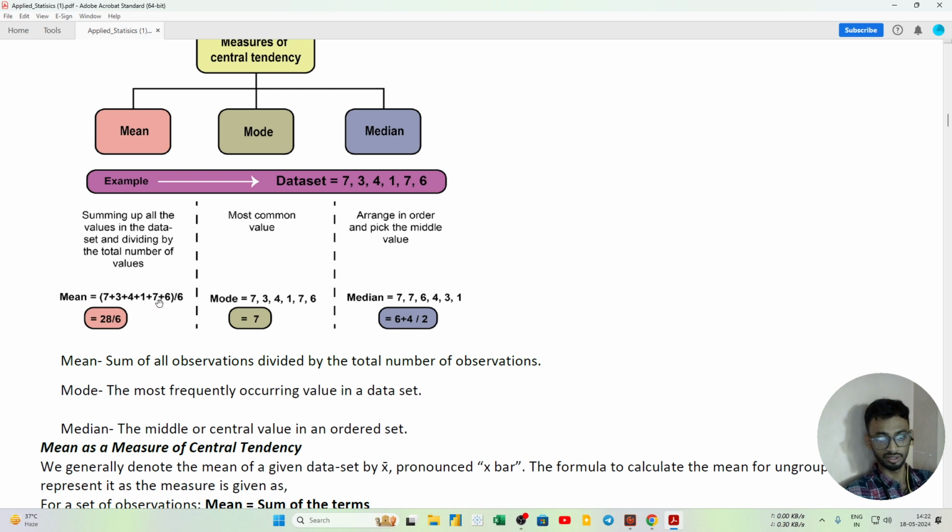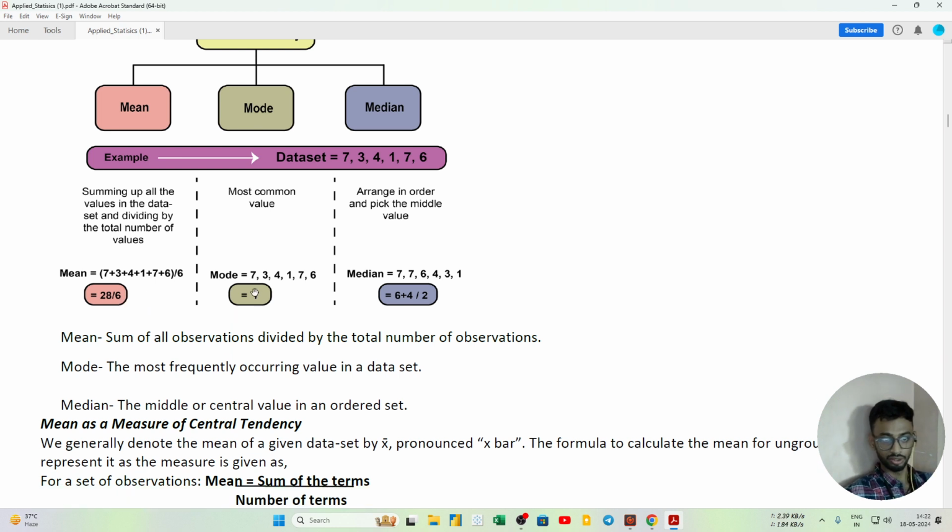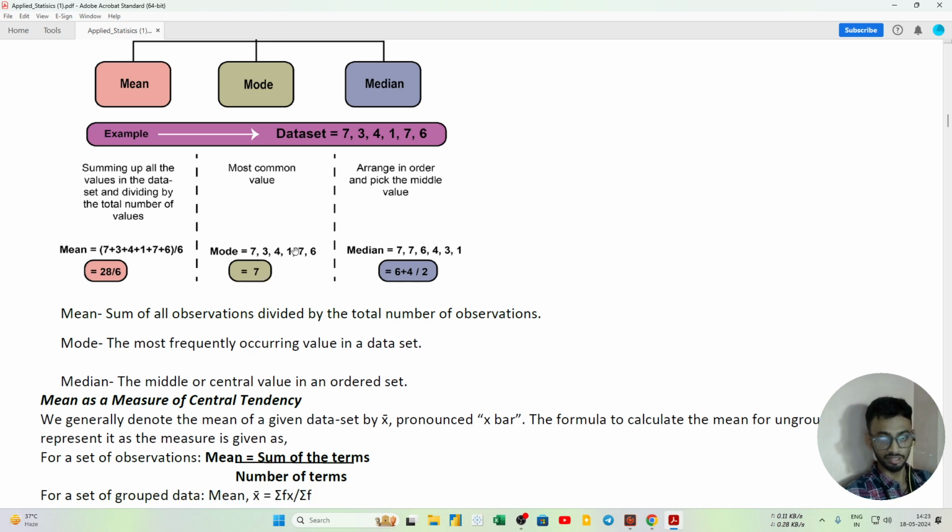So after summing up, it is 28, and there are 6 points, so that is divided by 6. And mode is nothing but the most common value, the most frequent value in a set. So 7 is repeating two times, and the other points are repeating only once, so 7 is the mode in the data.